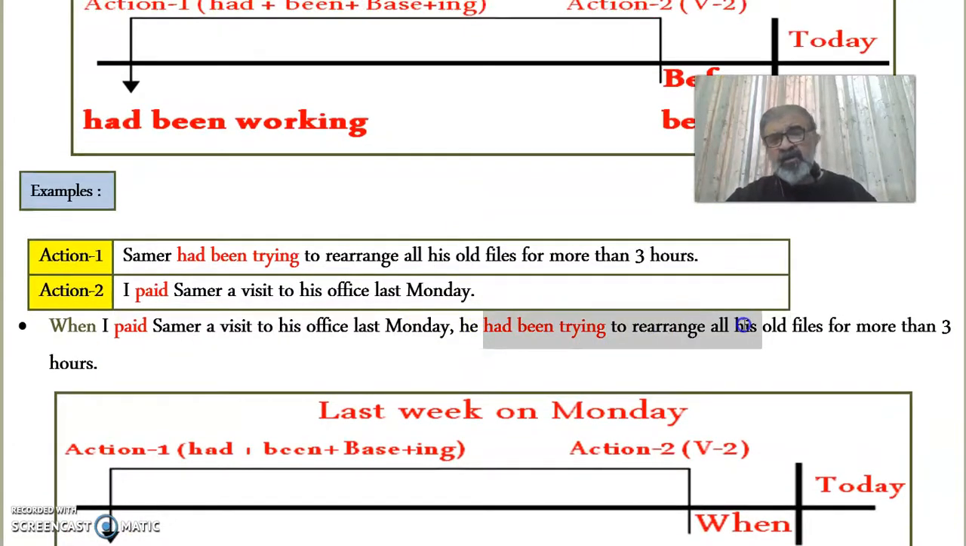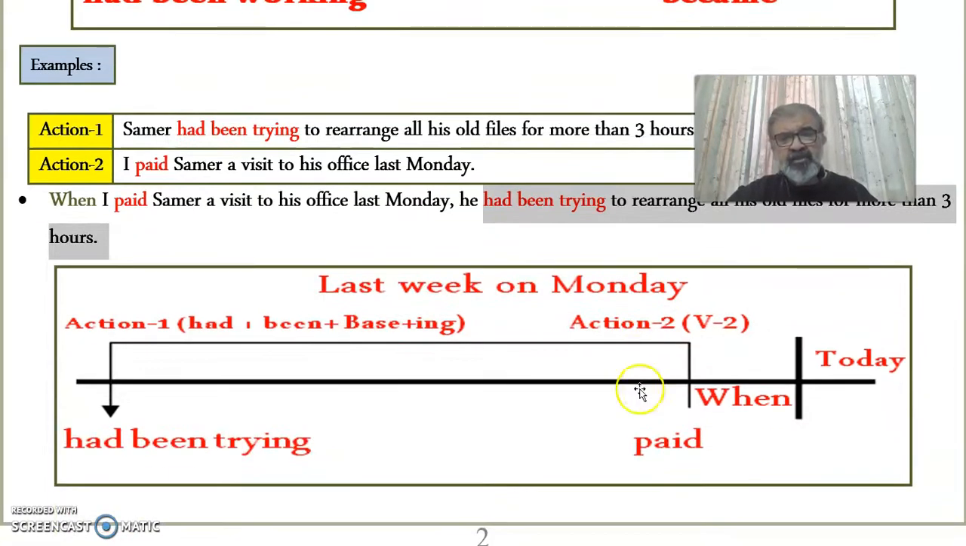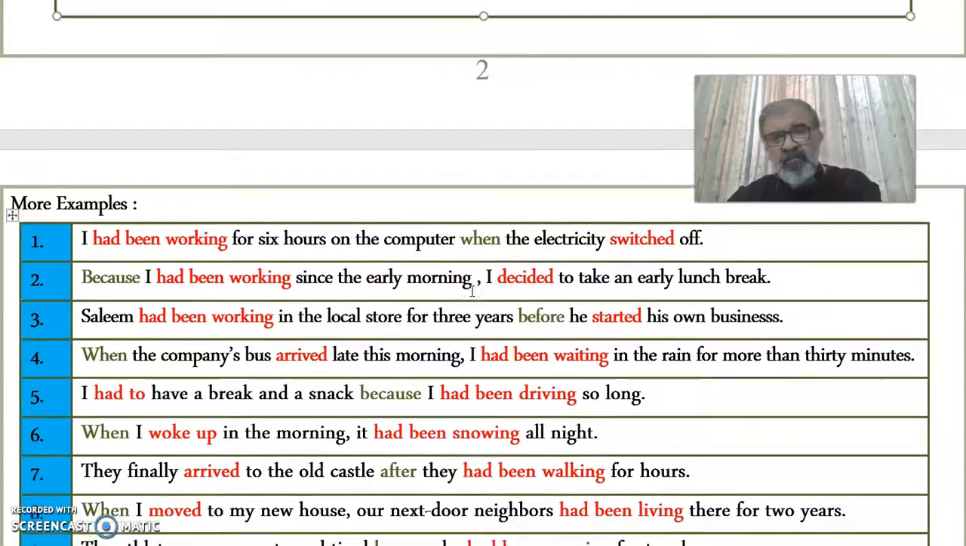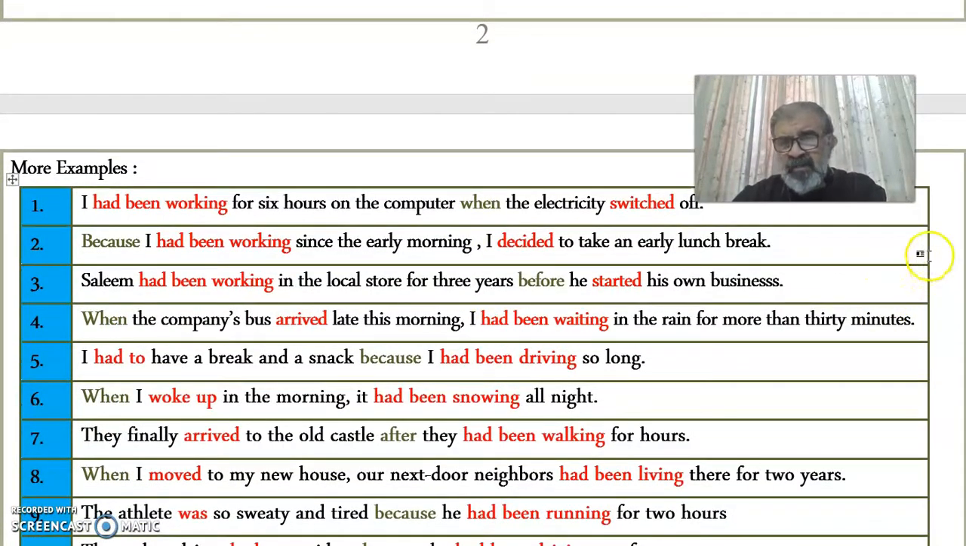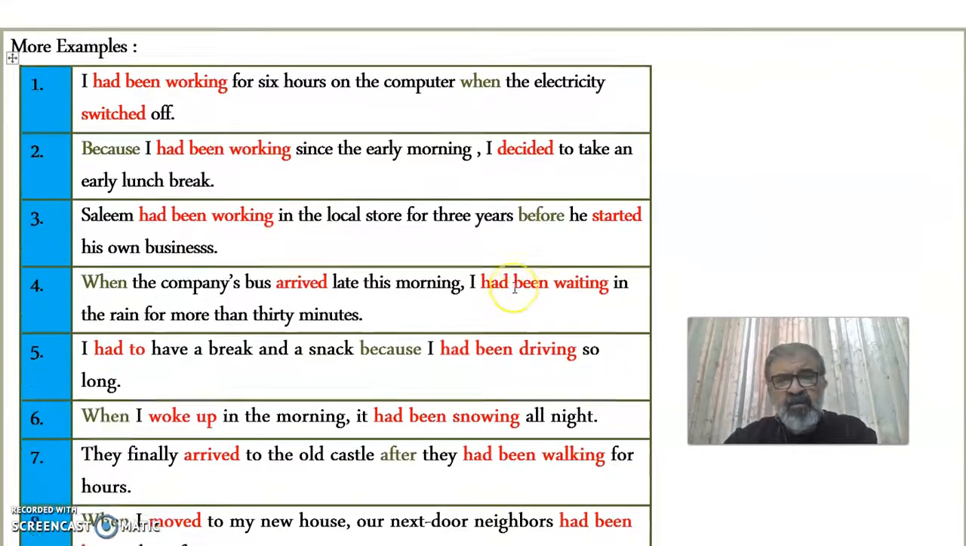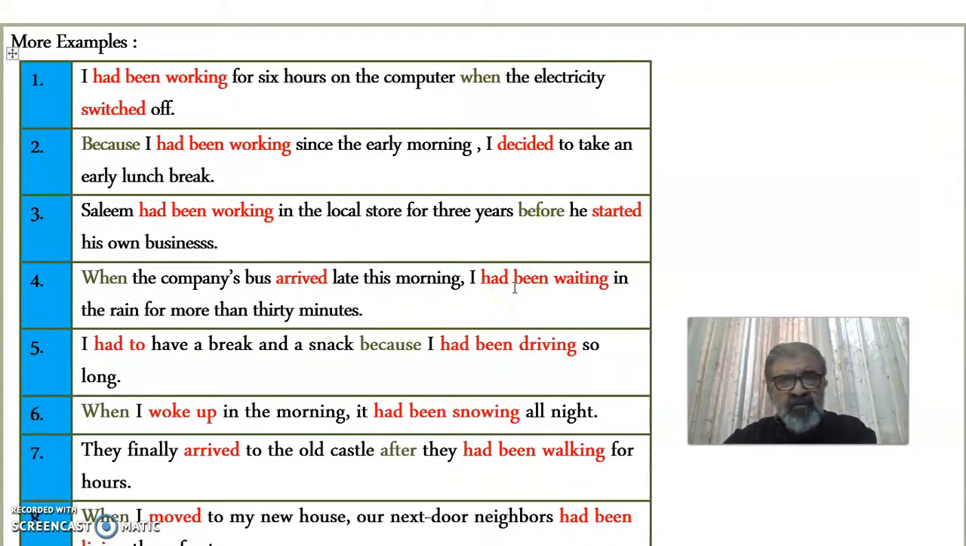He had been trying to rearrange all his old files for more than 3 hours. Look at the chart. Now, "when" is followed by action 2 and then action 1, as easy as that. Now more examples. I want to show you one example within these. Let's just keep it until we get there.